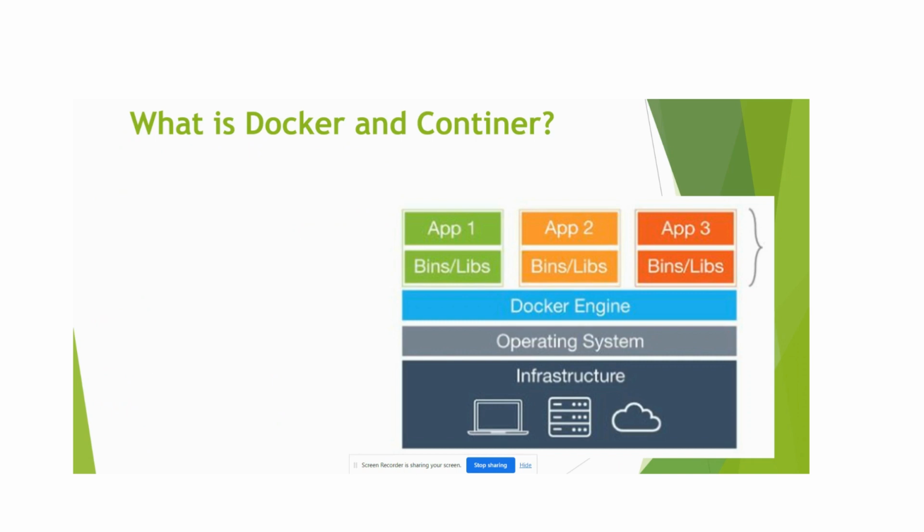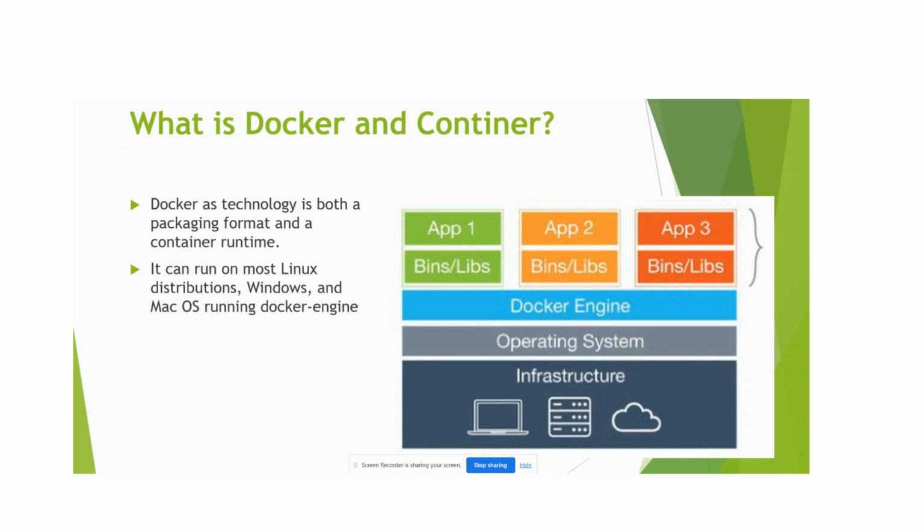So before going to Kubernetes, we need to talk about Docker and containers. Without Docker and containers, we cannot have a picture of AKS and Kubernetes. So what is Docker and container? Docker as a technology is both a packaging format and a container runtime. It can run on most of the Linux, Windows, and Mac OS operating systems. Basically, in layman's language, you can consider Docker as a platform that provides containers to run. It has a Docker engine which does all the work of running the containers.